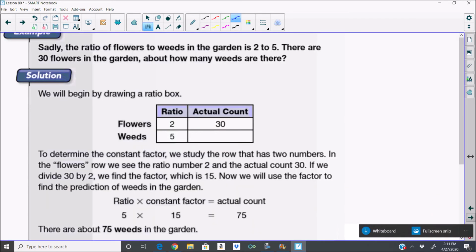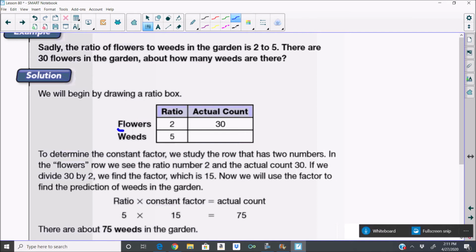So let's take another look at another example. Sadly, the ratio of flowers to weeds in the garden is 2:5. So that means for every 2 flowers, there's 5 weeds. That's why they use the word sadly. There are 30 flowers in the garden. About how many weeds are there? We begin by drawing the ratio box.